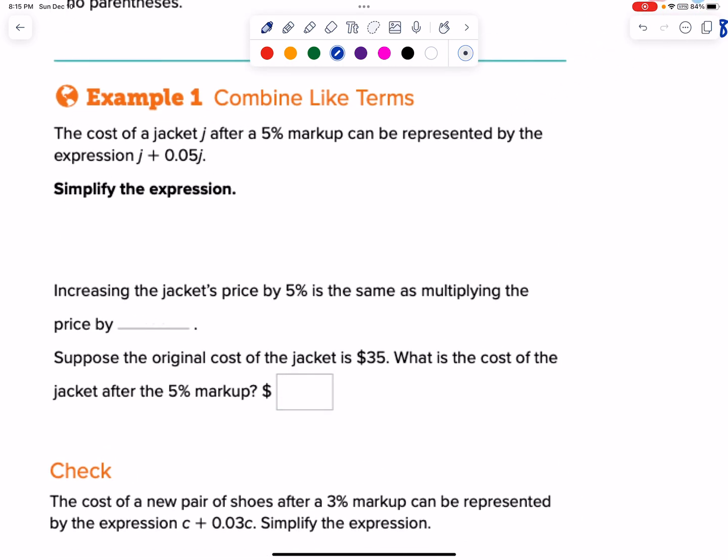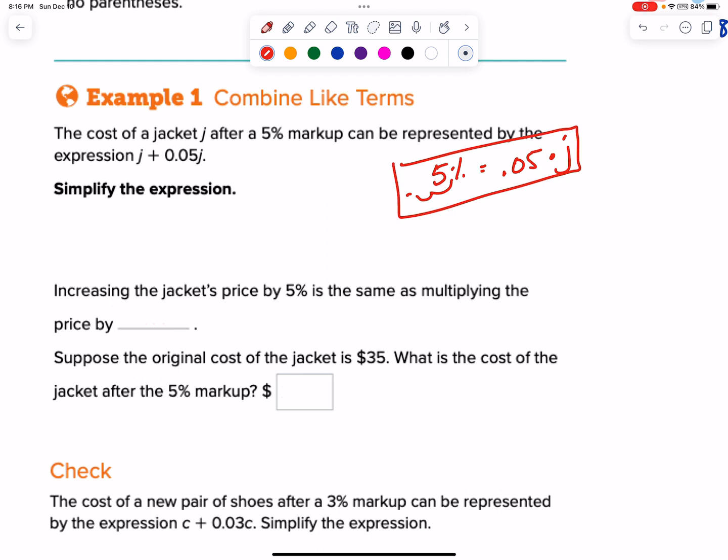The cost of a jacket, which we're representing with J, that's what that means, after a 5% markup can be represented by the expression J plus 0.05J, because we know 5% can be written as 0.05. So 5% of something means 5% times, and in this case it's J. Okay, so that's just a little side note that you can just have off to the side. So let's go ahead and simplify this expression. We have J plus 0.05J.